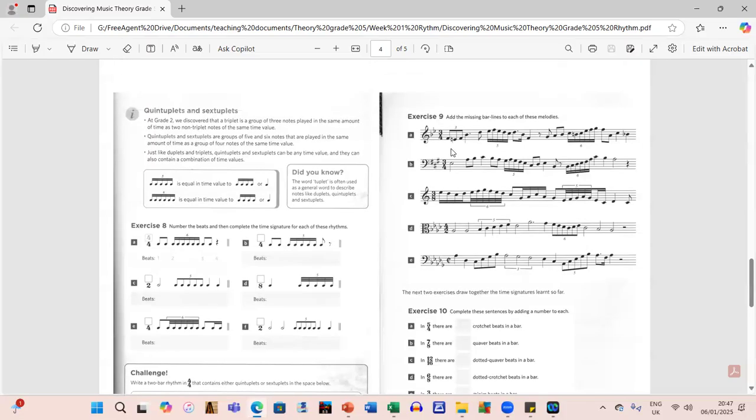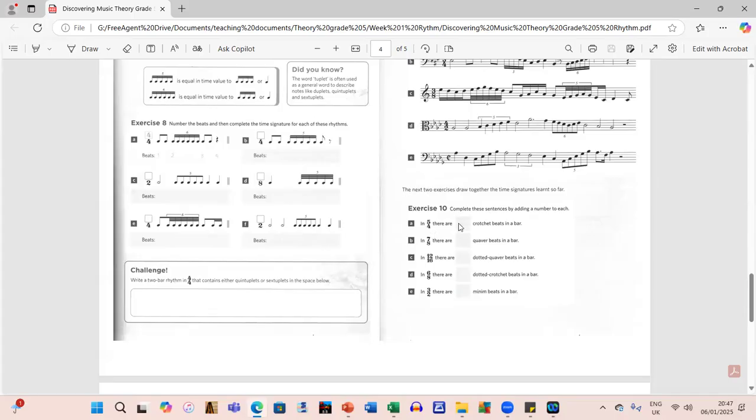Exercise 9, add the missing bar lines. Again, this is a counting exercise. Just be careful what you're counting. Are you counting in compound time? Actually, they're all in simple time, so that's not too bad. In this bar you're counting three quavers: 1 quaver, 2 quavers, 3. In another you're counting three crotchets in the bar, so 1, 2, 3, and then the bar line, drawing the line there. So you're looking at what the two numbers are, and then counting on notes as you go along.